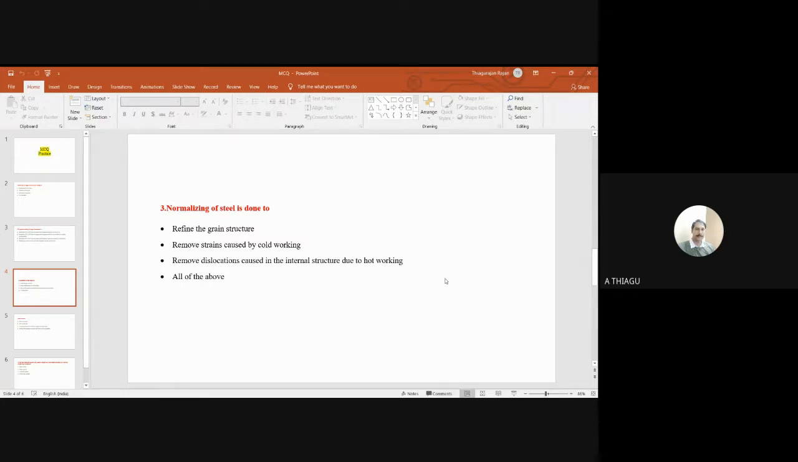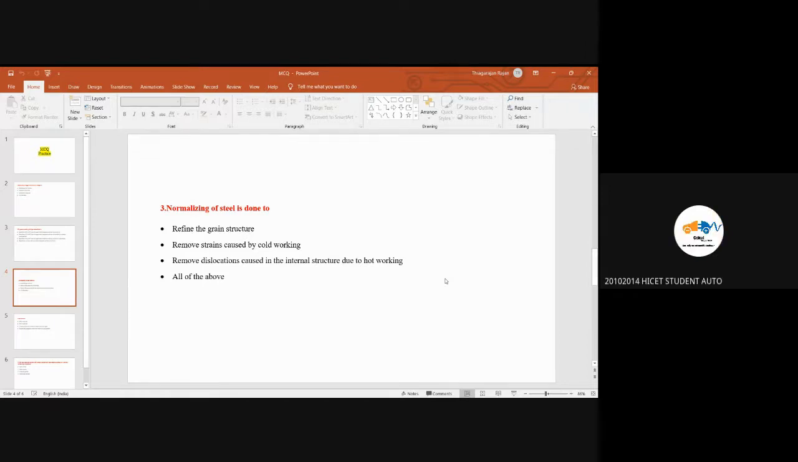Any guess or any try from the student side? Gokul, Sanjay should speak first, but Sanjay never responds. Sanjay, Harish, sir, all the above. Excellent. All the above. Did you search on the net?